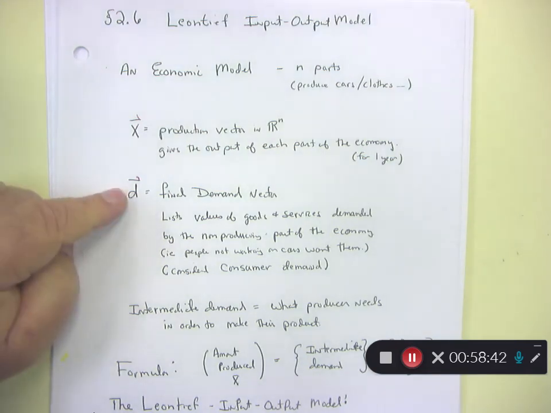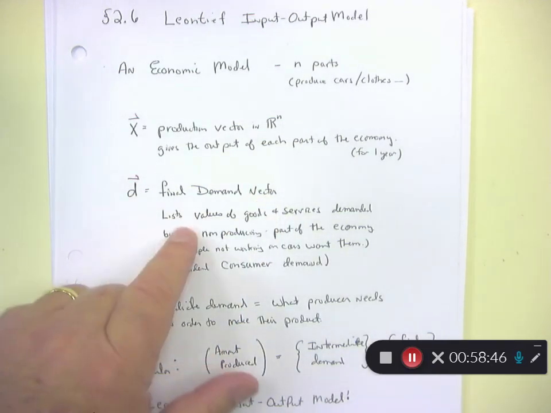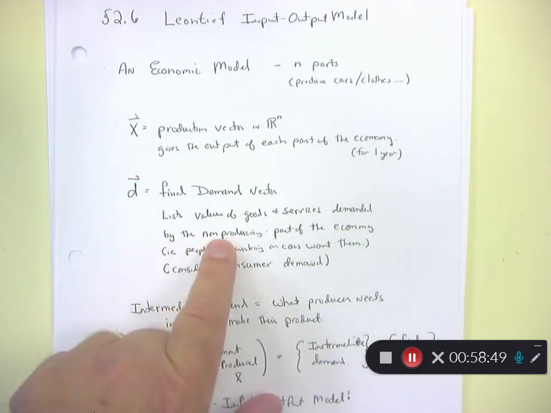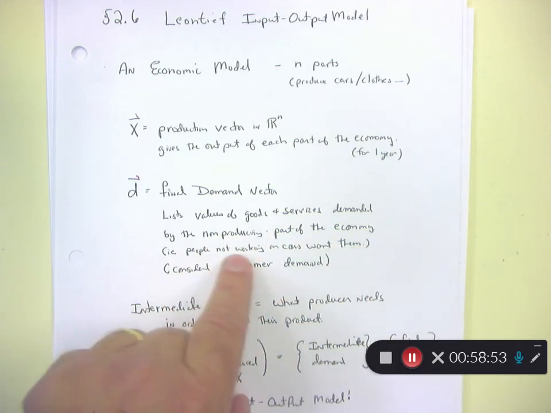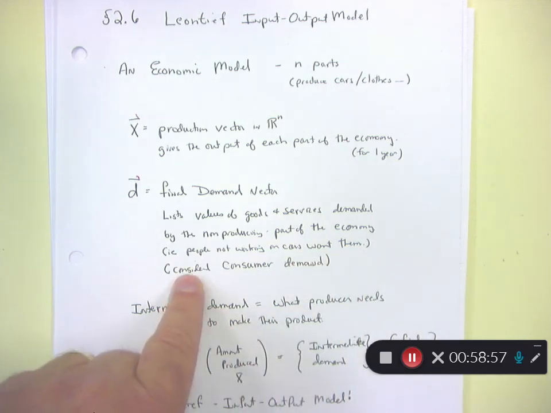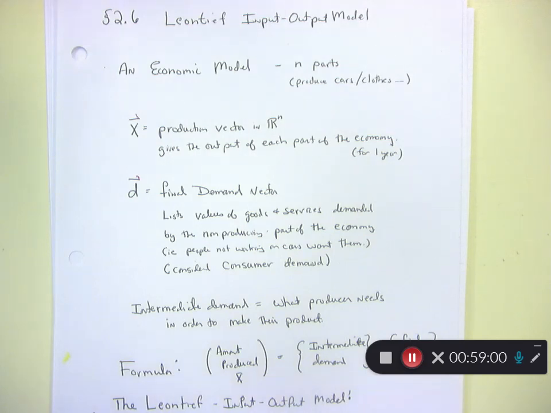You're also going to have something called a D vector, which is called the final demand vector. This lists the values of the goods and services demanded by the non-producing part of the economy, i.e. people not working on cars that want them, consisting of consumer demand. Don't be discouraged by this non-producing part of the economy. If you're not working in manufacturing, not in the farming industry, and not in the service industry, you are, quote unquote, the non-producing part of the economy. You're producing something else, but not what we're analyzing.